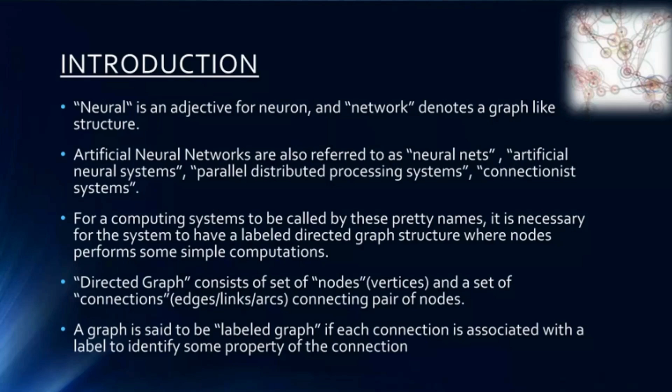Directed graphs consist of a set of nodes and a set of connections, which are called parameters. A graph is said to be a labeled graph if each connection is associated with a label to identify some properties of the connection.